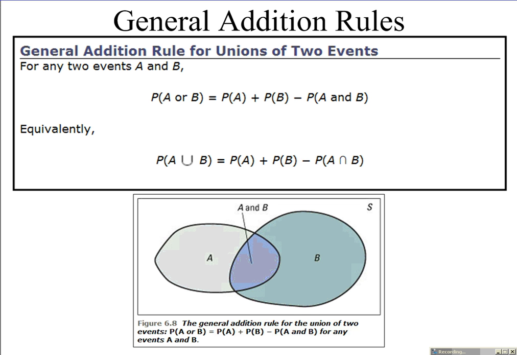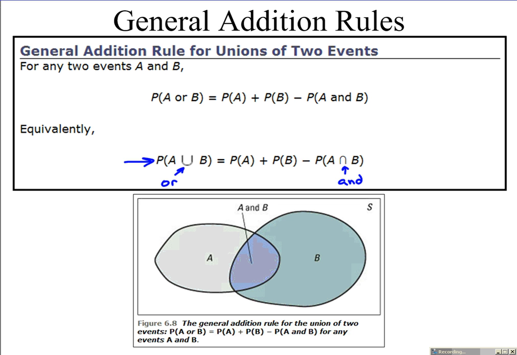For any two events A and B, the probability of A or B is equal to the probability of A plus the probability of B minus the probability that A and B happen. So if we look down here, the second one here is just the same thing given in symbols. The union symbol is read as our OR statement here. So union is OR and intersection is AND. So when we're looking at this, the probability of A or B is the probability of A plus the probability of B minus the probability that they both happen.